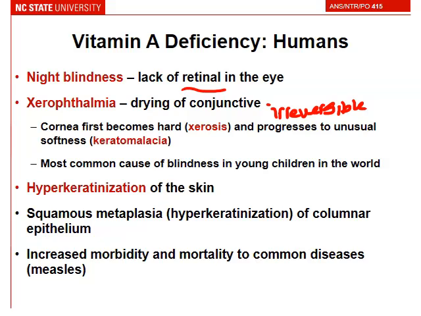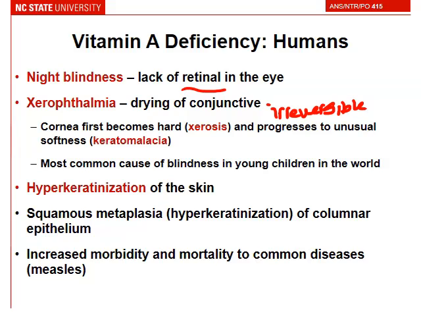Another deficiency symptom is hyperkeratinization of the skin. Just like when we have low levels of vitamin A, our columnar cells are going to become squamous, and vitamin A is controlling cell growth. So if we don't have adequate vitamin A, we're going to have overgrowth of our skin cells, and so it's hyperkeratinization. It looks like a severe case of goosebumps all the time.